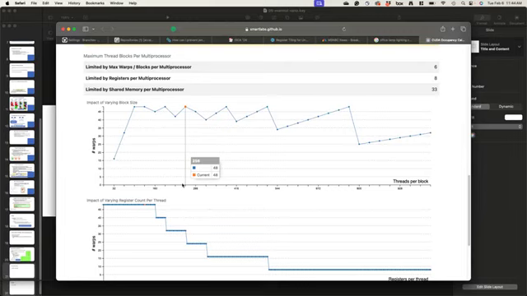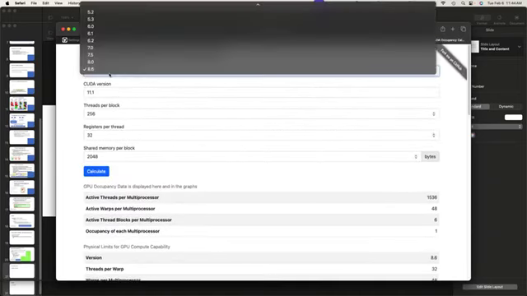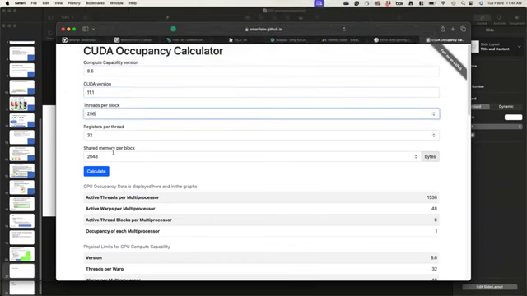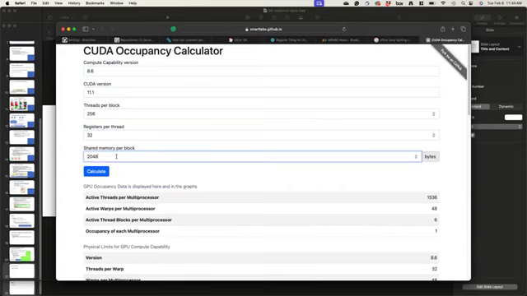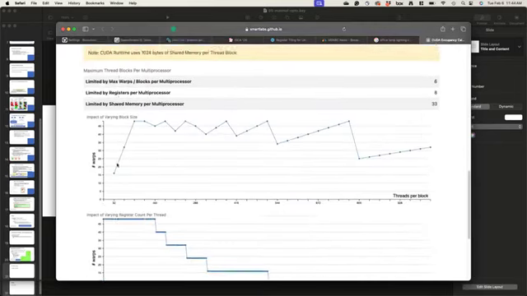Now there's this website that does this, where you can tell it, okay, this is the type of GPU I've got, this is my CUDA version, my thread blocks are going to be this size, I know there's this many registers per thread, and there's this much shared memory used in each block, which you can all get from the compiler for your program.